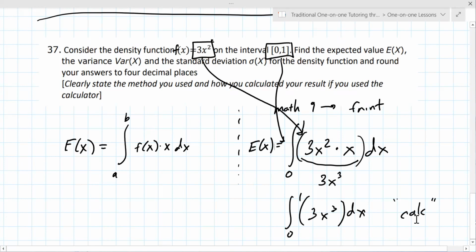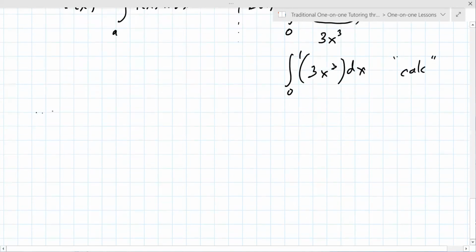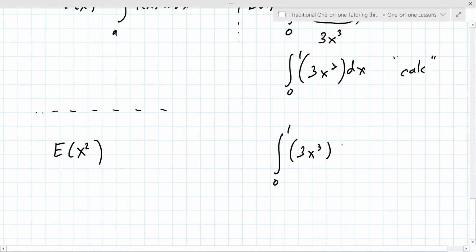So that's only the expected value of X. There's two other things that it's asking for. There's an intermediate step here, which it's not asking for, but you have to do, which is the expected value of X squared. You can go right to your calculator for that. It's 0 to 1, 3x cubed, because that's what you were given. This time it's times X squared instead of X. So in terms of what you put in your calculator, it's going to be 3x to the 5th dx.